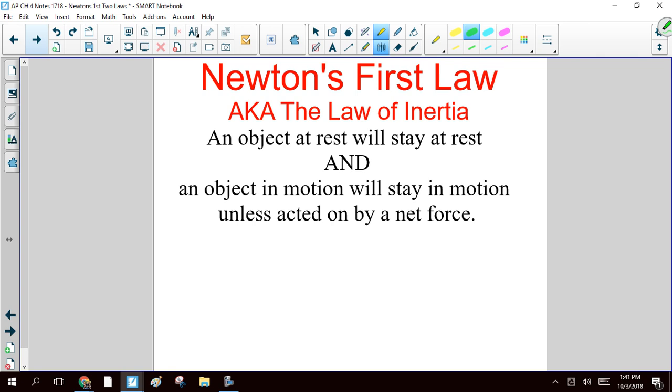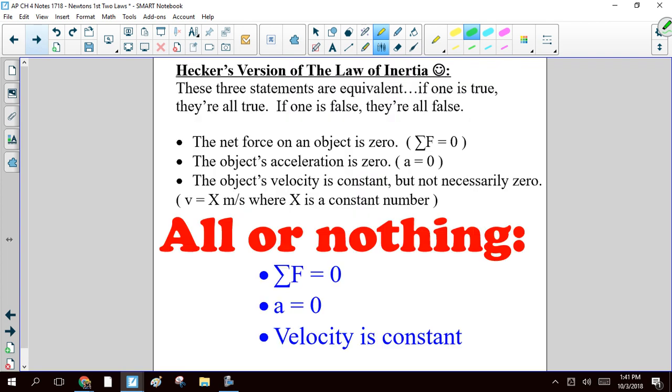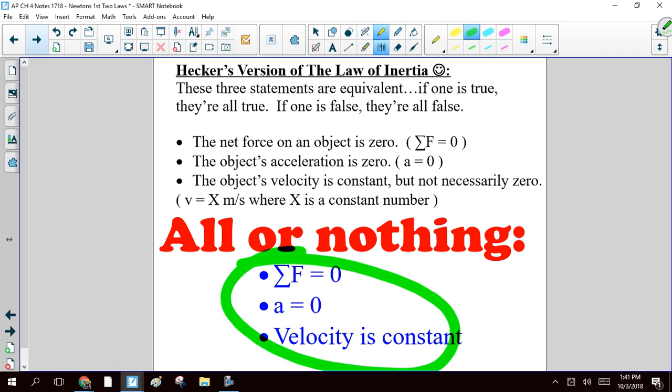Oh, now here's the first law. Why is that there? I don't know. All right, so here we go. An object at rest stays at rest. Object in motion stays in motion, unless acted on by a net force, right? Because you need that net force to change the velocity. Here's those three things that I just wrote on the board a minute ago. I apologize for not having a better handle on my slides.